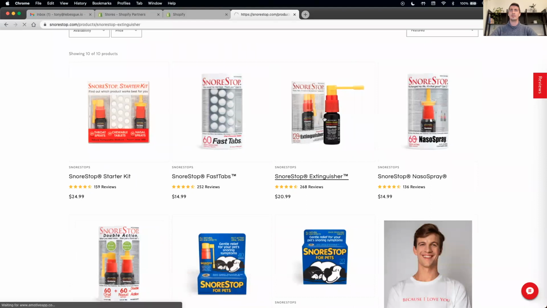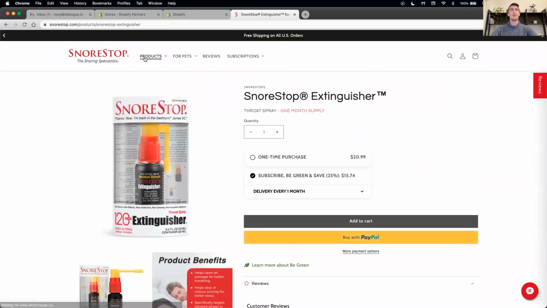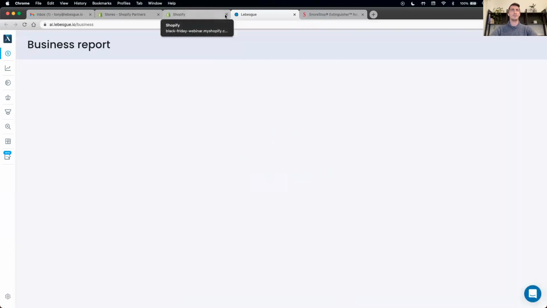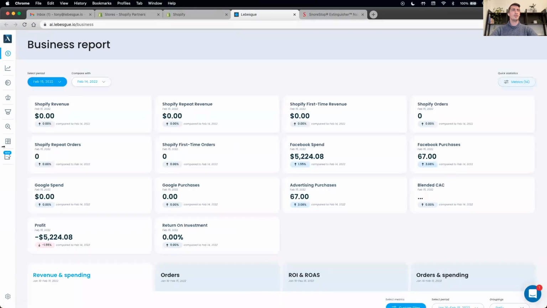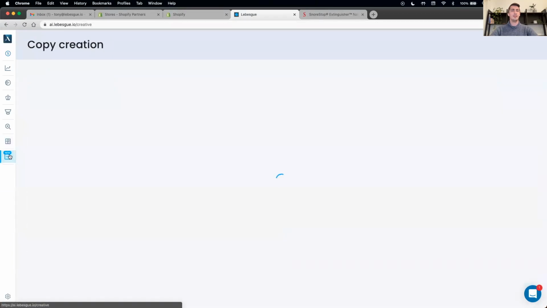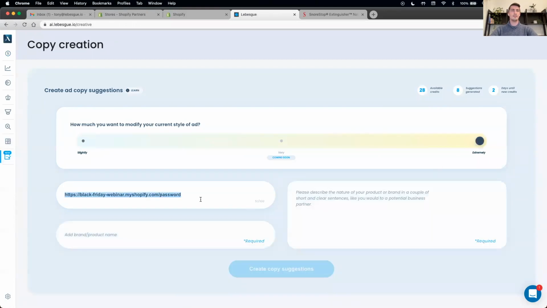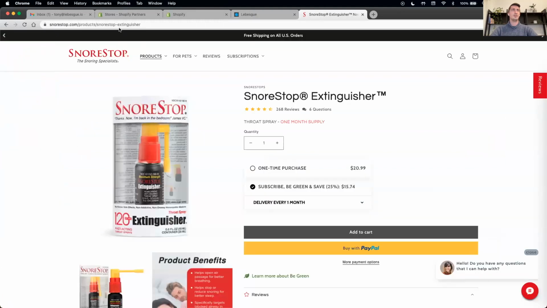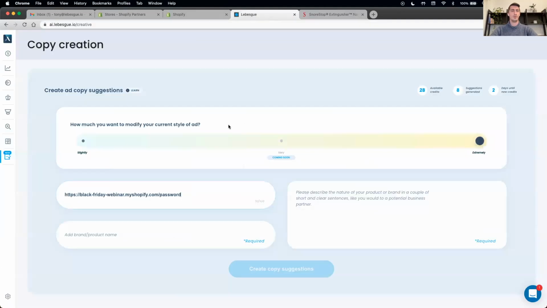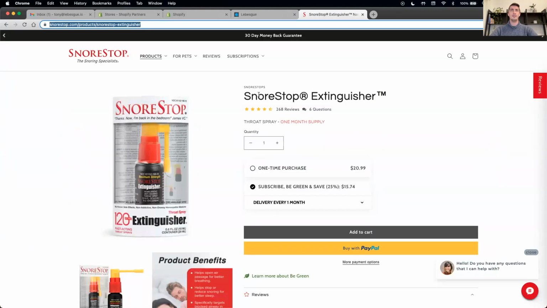Let's go with the SnoreStop extinguisher. So for this feature, I'm going to go into our Advertising Insights app. It's actually called the LeBeg Marketing Consultant app. And I am going to go into the copy creation feature. So what I want to do is I want to be extremely creative with the ads. And I'm going to use this URL of the product. I'm going to add the name of the product.